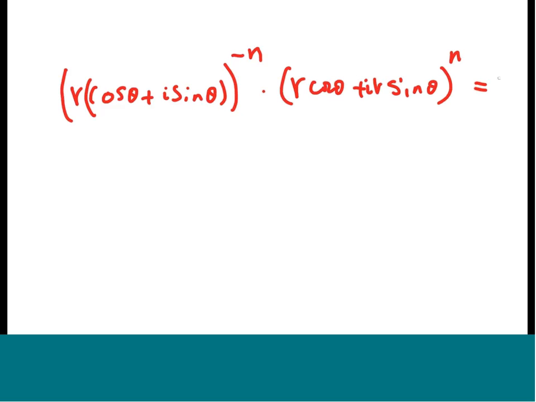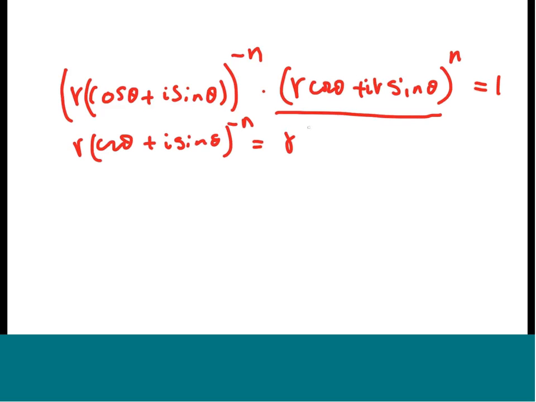Then to the plus n, this is the known one, right? So we got R cosine theta plus I sine theta. Negative 1 is going to be R to the negative 1 times cosine theta plus I sine theta. Actually, we already know n is over there now.